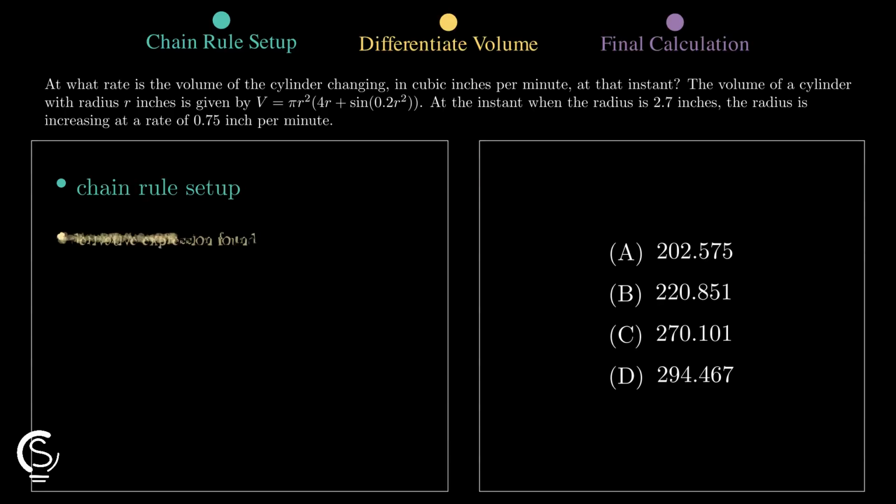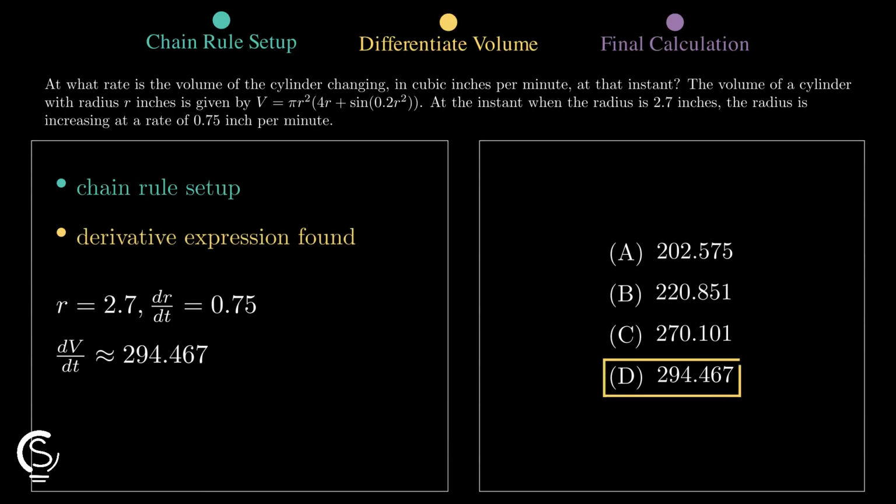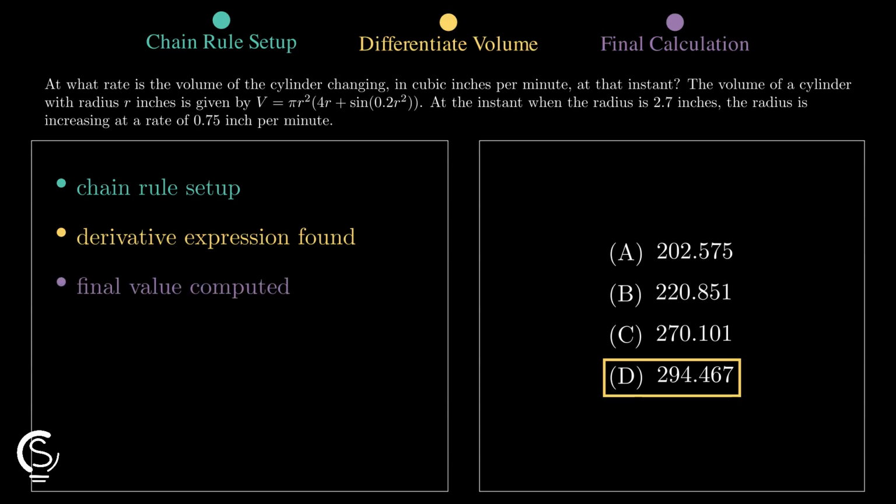Finally, plug in the radius of 2.7 and the rate of 0.75. Calculate the result to find the instantaneous rate of change of volume.